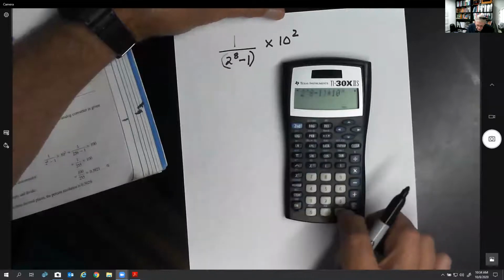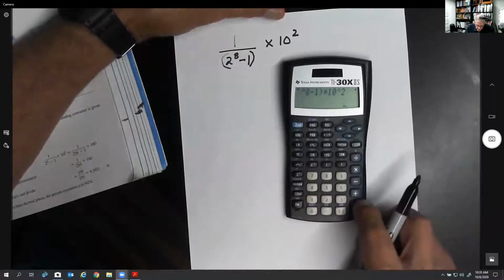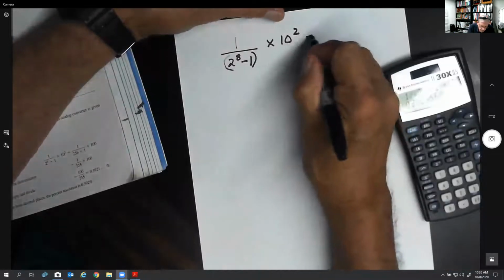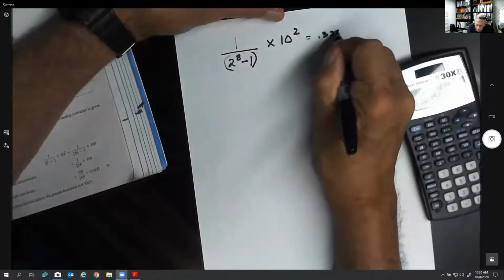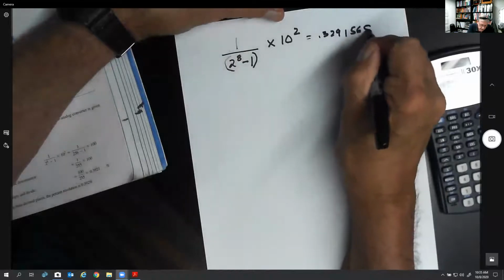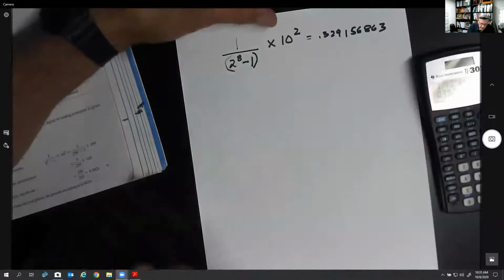Raised to the second. So I put it all into my calculator. I hit enter and I get 0.392156863. Okay, well, I don't want to write out that long answer. So what do they say? Round to 3 decimal places.